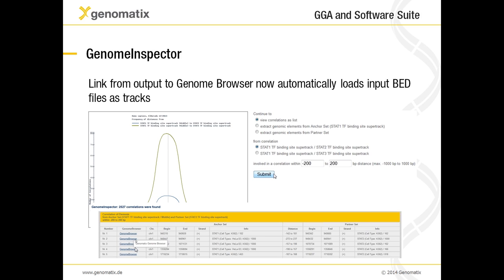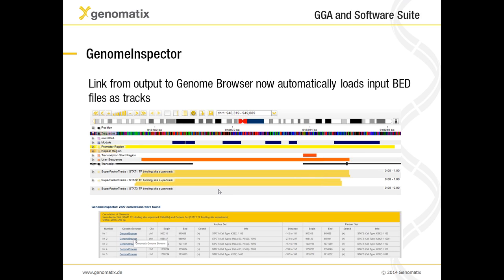And now here comes the new thing from this output where you can jump to the Genome Browser. Now the input bed files that you used here for that correlation are automatically loaded as tracks in the graph. So for example, here we have the STAT1 and the STAT2 region. STAT3, there is no peak in that region.